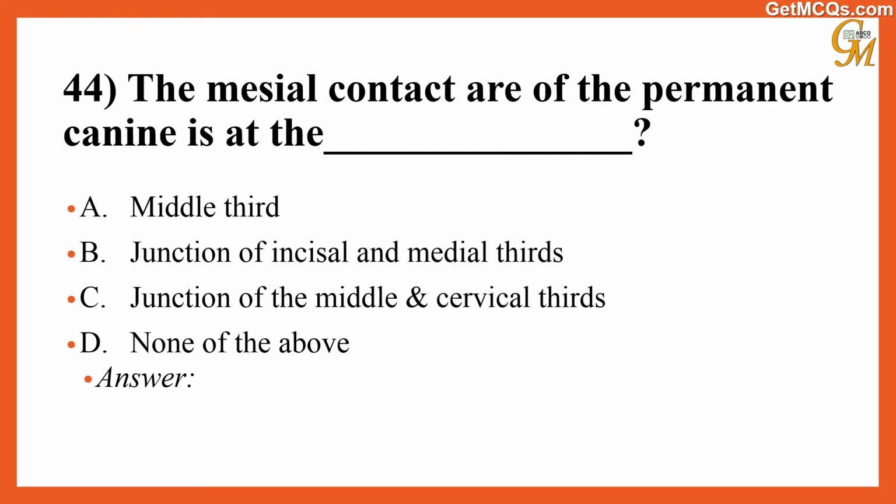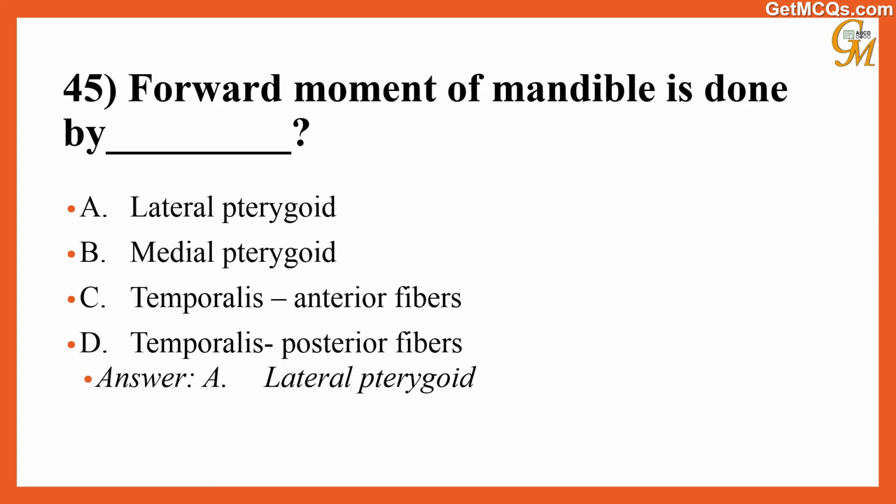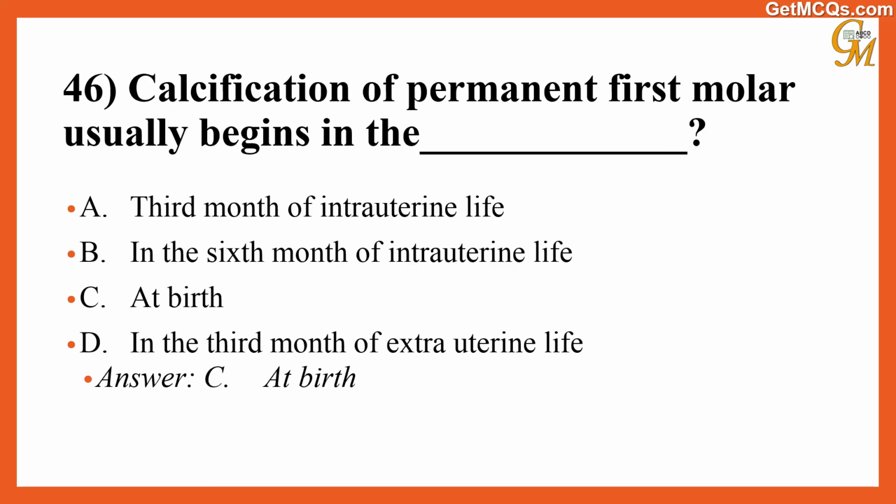44. The mesial contact of the permanent canine is at the? 45. Forward movement of mandible is done by? Answer: A. Lateral pterygoid. 46. Calcification of permanent first molar usually begins in the? Answer: C. At birth.